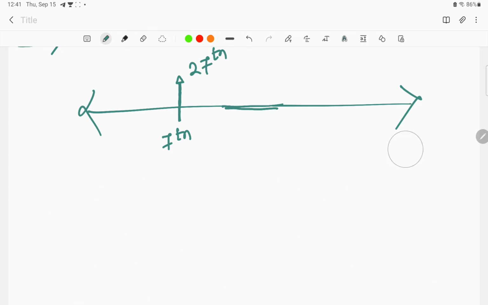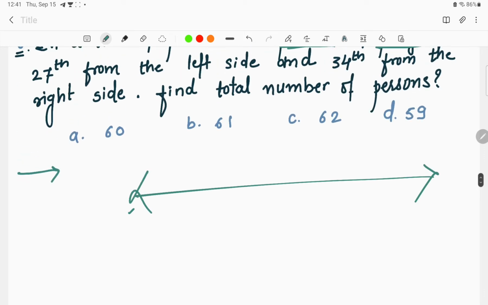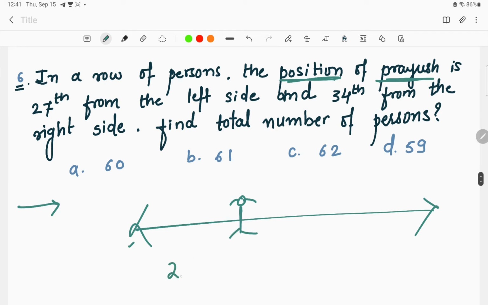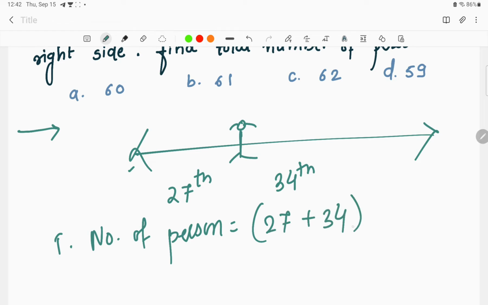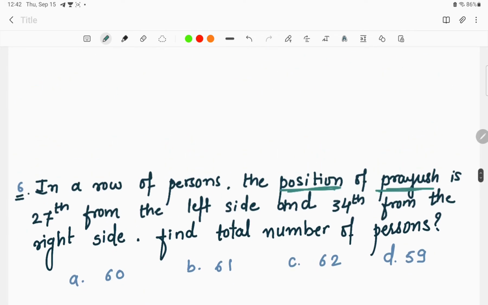So this was one category of questions that can be asked in ranking. The question that had been asked was that the position of Prayush was 27th from the left side. This is the person Prayush, his rank or position from the left side was 27 and from the right side was 34. We had to find the total number of persons. For that, we calculated the sum of the positions from both sides minus 1, that is 27 plus 34 is 61, minus 1, that is 60 persons in that particular line. This is how we solve the question.